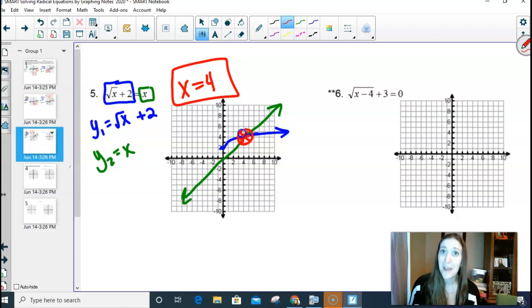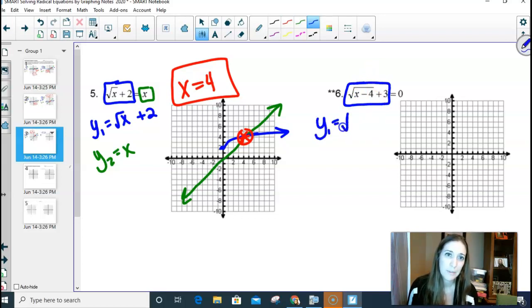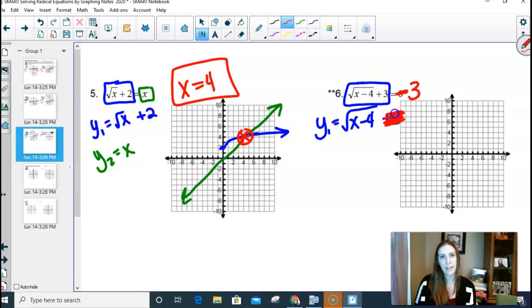The next one has stars. That makes me real nervous. Let's find out why. All right. So on one side of the equation, for y1, we're going to type in the square root of x minus 4 and then plus 3 out of the radical. And you know what I might do? If it bothers you, maybe you move the 3 over to the other side. So maybe you put a minus 3 over here and say, forget that.